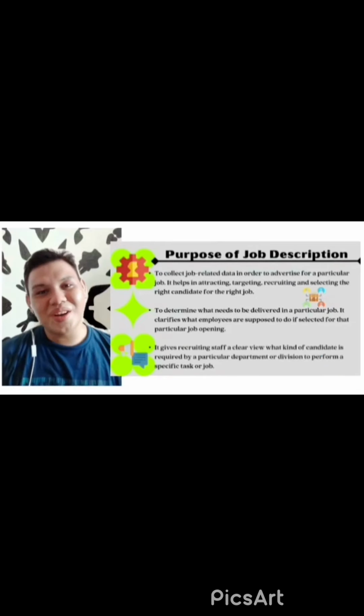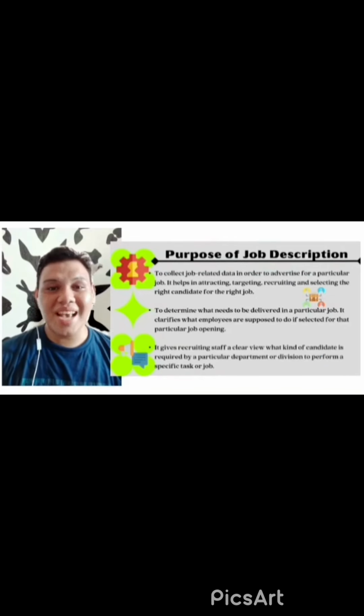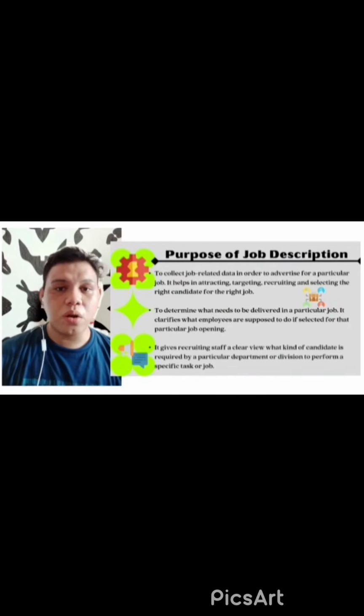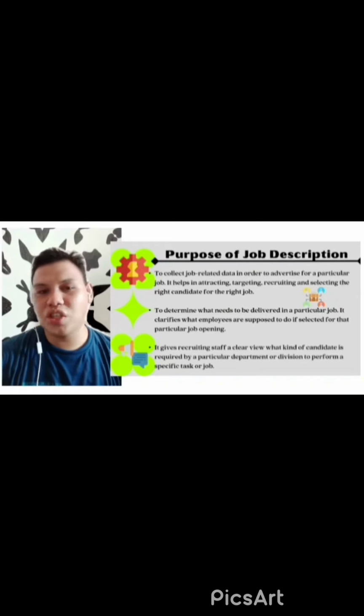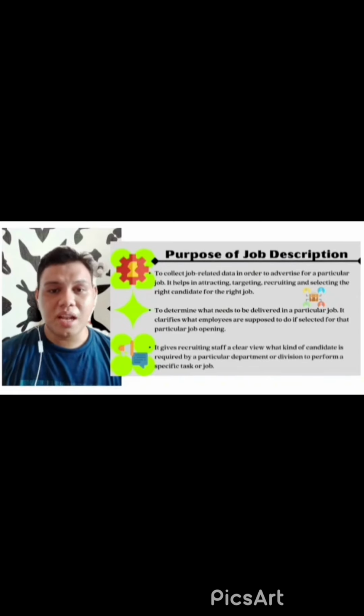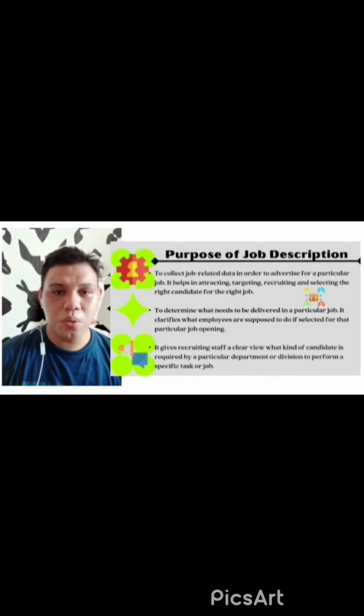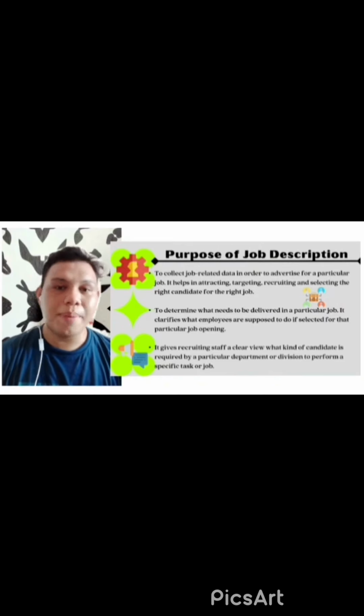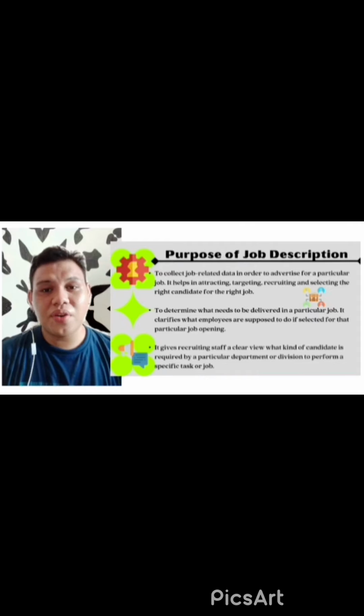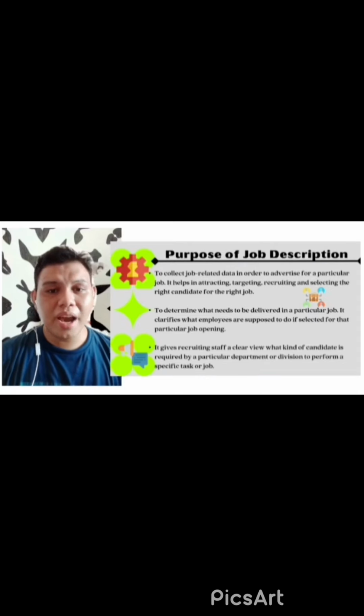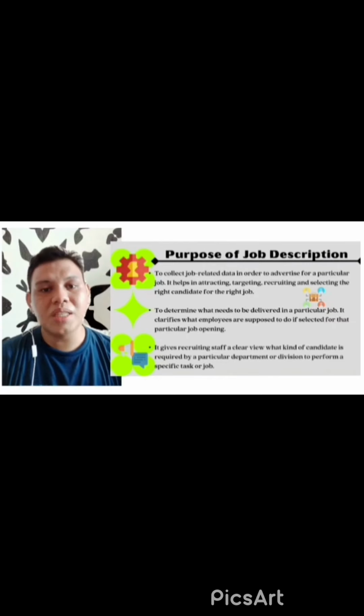So, the purpose of the job description is to collect job-related data in order to advertise a particular job. It helps in attracting, targeting, recruiting, and also selecting the right candidate for the right job. It also determines what needs to be delivered in a particular job. It clarifies what employees are supposed to do if selected for a particular job opening. Other than that, it also gives recruiting staff a clear view of what kind of candidate is required by a particular department or division to perform a specific task or job.